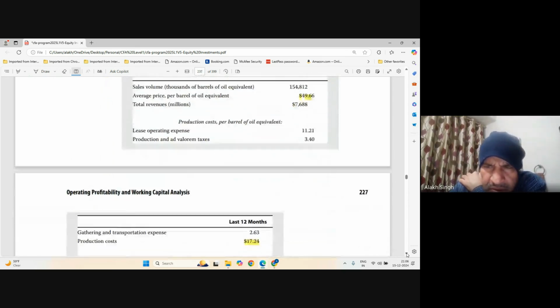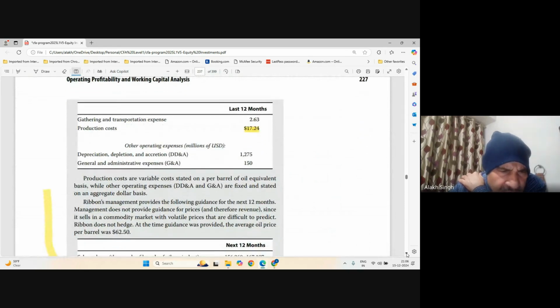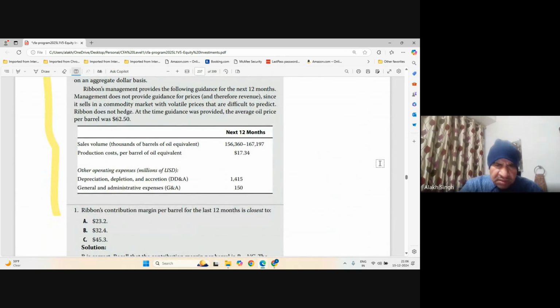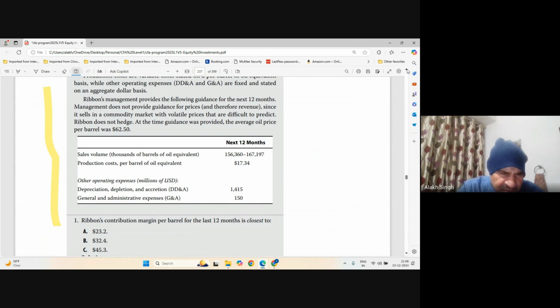Variable and fixed cost analysis, no need. Production cost. Okay, so here is the question. If you want, since this is close by, we will be able to solve it. Read it.